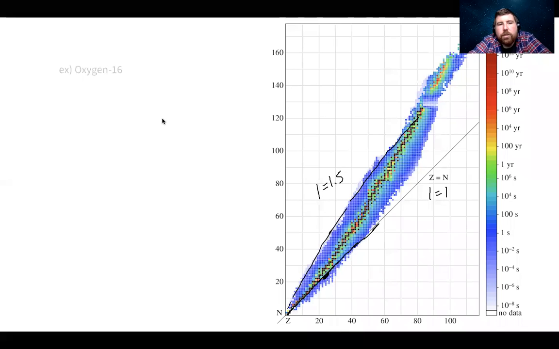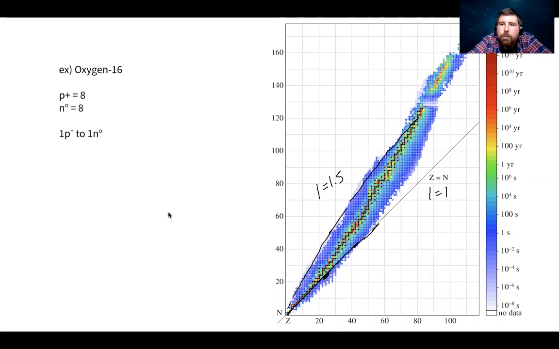Remember that for lighter nuclei like oxygen-16, the number of protons and neutrons are equal. The ratio of protons to neutrons is 1-to-1. For a little bit heavier elements like mercury-200, you have 80 protons and 120 neutrons. The ratio is 1-to-1.5. As the elements get heavier, you need more neutrons in the nucleus in order to help overcome the electromagnetic forces, the repulsive forces between the protons.